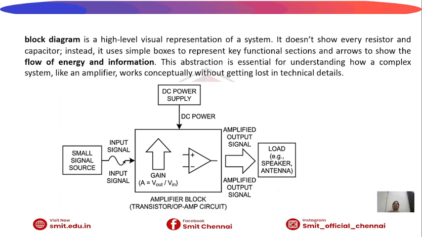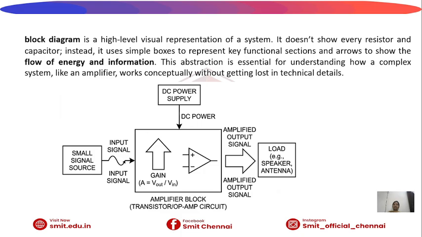So a block diagram of an amplifier circuit. The small signal source, that's the input signal, is given to the amplifier block. The amplifier block consists of a transistor and an op-amp circuit. The DC power supply is directly given to the amplifier block. Okay, so the amplified output signal we get from the amplifier block, then we give it to the load.